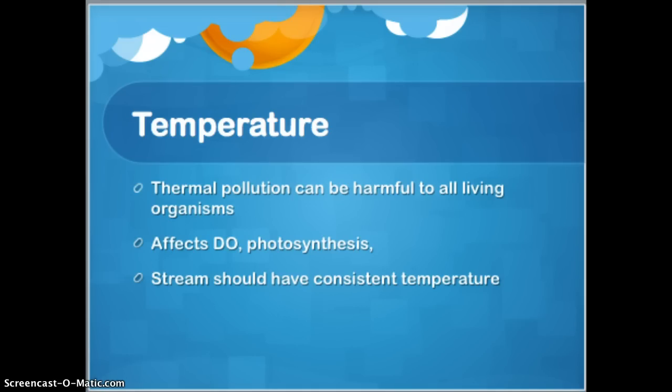This might occur if you had some sort of industry that had really warm water, like a power plant or something like that, a thermoelectric plant, and if they were depositing some of their wastewater into a river and that water wasn't cooled down before they did so, then that might increase that temperature in that area. But they do need to have a consistent temperature. Temperature also affects, as we mentioned, the dissolved oxygen, the amount of photosynthesis going on, a couple other things as well.